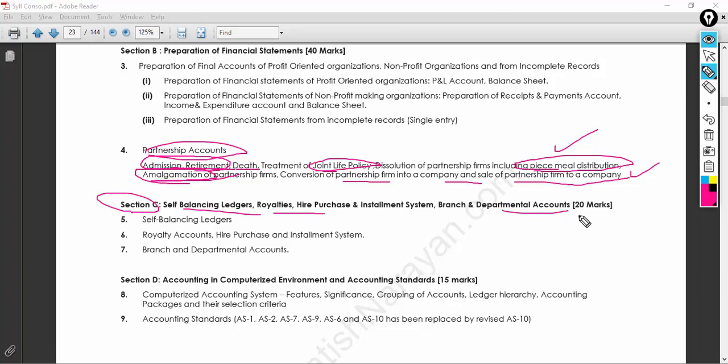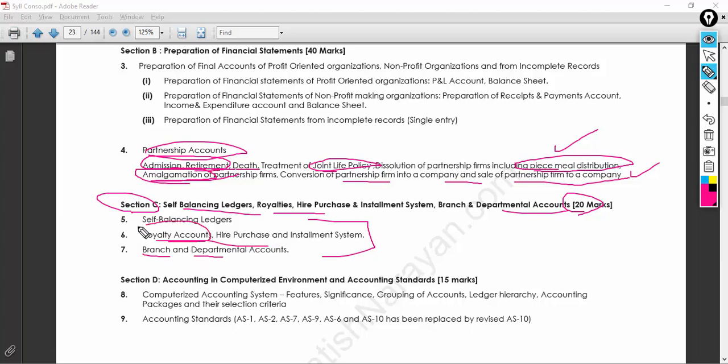You have 20 marks, which is not so easy to get considering the topics we have. So just understand the segregation I just gave you, but you should know the differences between these two, and royalties and hire purchase.